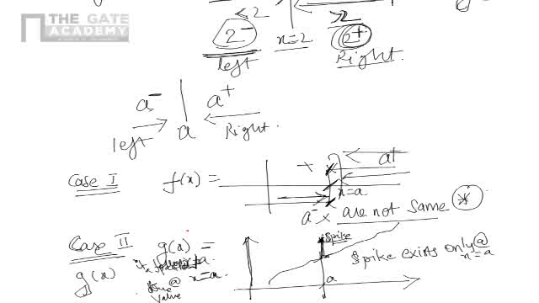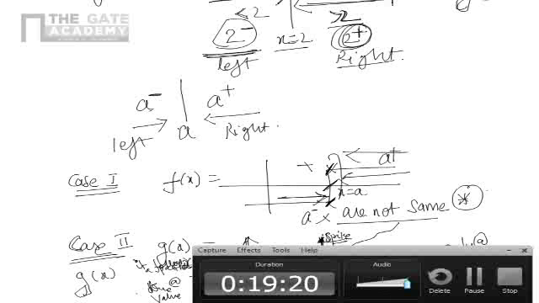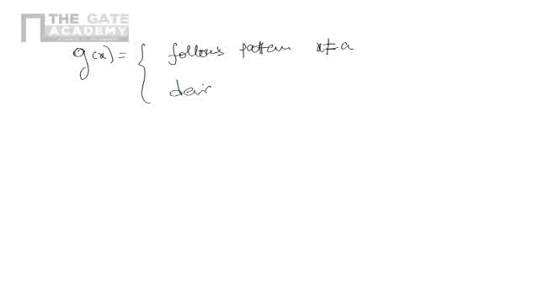Okay, let me rewrite this part alone. It is not clear. Well, I am rewriting the last part alone. What I was saying was g of x. I am describing the function in the English language. This follows a pattern for x not equal to a, and deviates from the pattern at x equal to a.